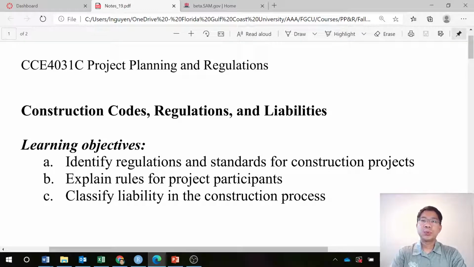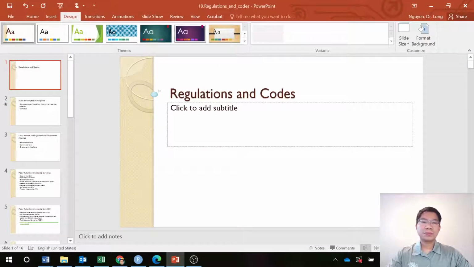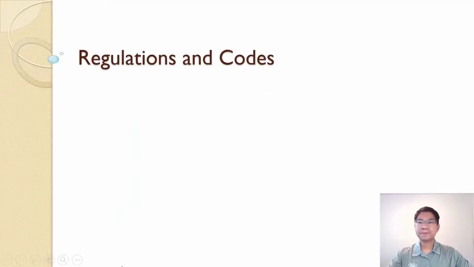Today's lesson, we learn construction cost, regulation, and liabilities. It will be more conceptual for the last lesson of the second portion of our class. So we have three learning objectives: identify regulation, standards, and construction projects, explain the rules for project participants, and classify liability in the engineering and construction processes. So with that, go to the slides.